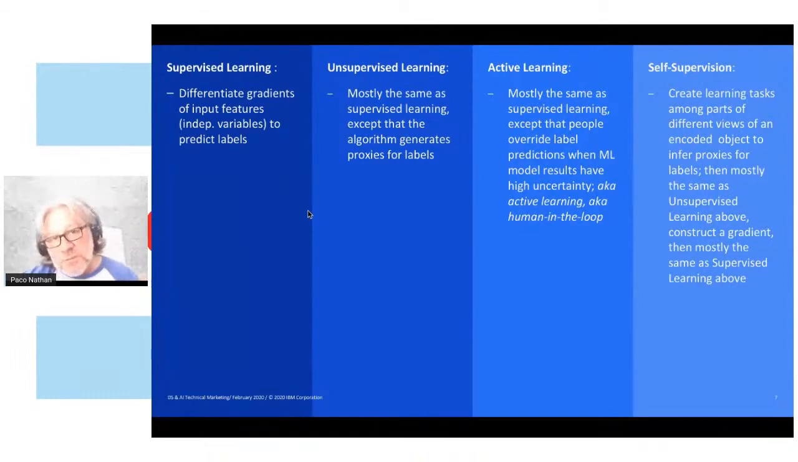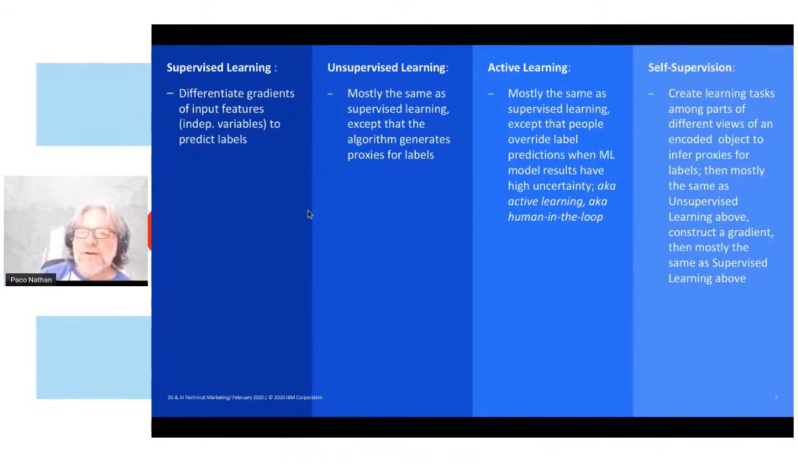There's also unsupervised learning, and you don't have any labels there. But what happens is the algorithms go ahead and divide up the data into, say, clusters. So clustering algorithms are kind of unsupervised. And so basically they're generating some kind of proxy for labels. But they're still doing a lot of the same kind of work under the hood in terms of differentiating data, working through those gradients.